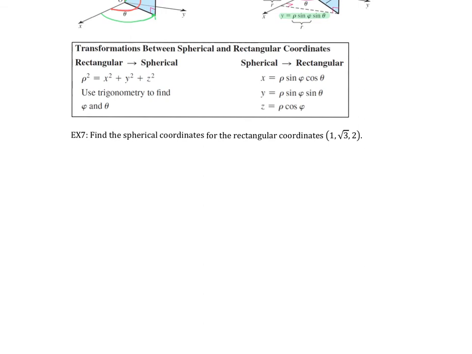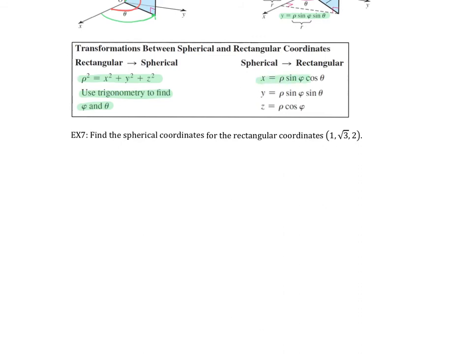Which brings us to this box below. This is how we transform between spherical and rectangular coordinates. Our rho squared is going to be x squared plus y squared plus z squared. That's actually the equation of a sphere. Depending on where we are, we would use trigonometry to find our two angle measurements. Now, we can't just use tangent is equal to y over x, because remember we have two angle measurements. So that's going to be a little bit trickier, and we take that on a case-by-case basis.